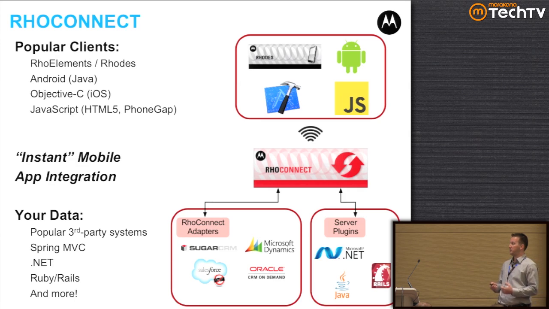So what we do here with server plugins is we build upon that concept. You can see here we support some pre-built adapters for systems like Sugar CRM, Microsoft Dynamics, Oracle, Salesforce, or you could, of course, build your own source adapters. And then for server plugins, we currently support Microsoft .NET MVC, Ruby on Rails, which will be what I'm showing today, and Spring MVC for Java.